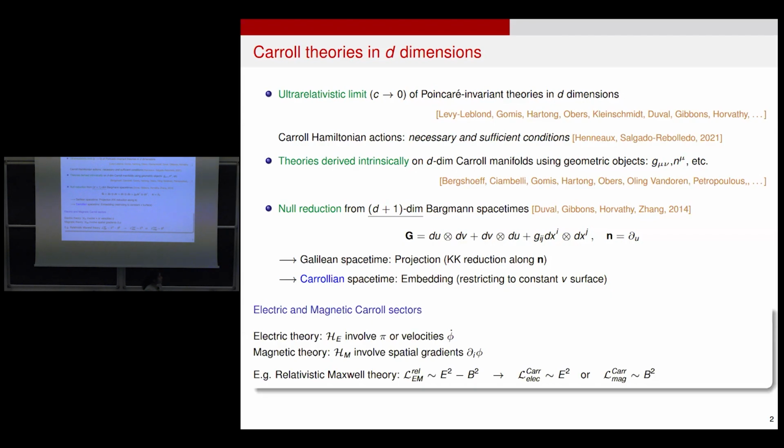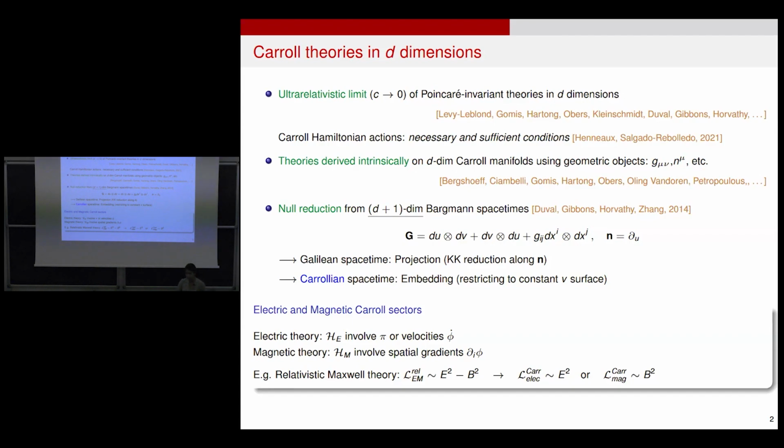When we do this kind of limiting procedure, we typically end up on one of the two Carroll sectors, electric or magnetic. In the electric case, the Hamiltonian density would involve pi's or time derivatives, so basically the velocities. The magnetic theory involves spatial gradients. So for instance, if I started with the Maxwell theory, where the Lagrangian is just E squared minus B squared, we would either get the electric part or the magnetic part.